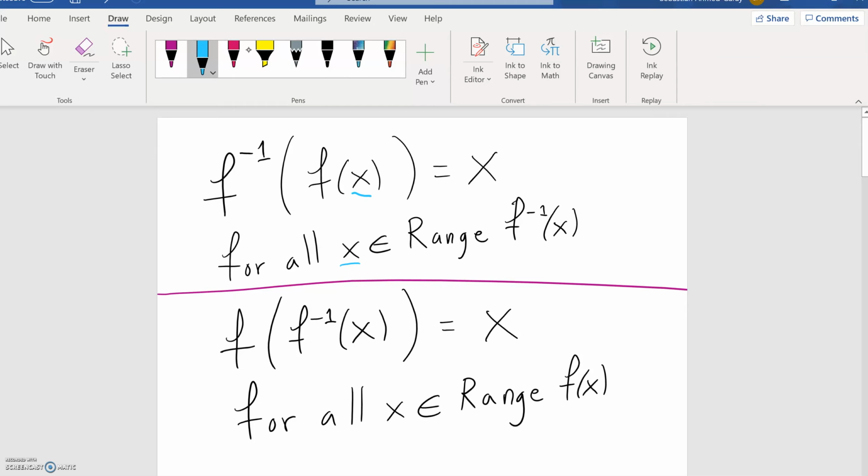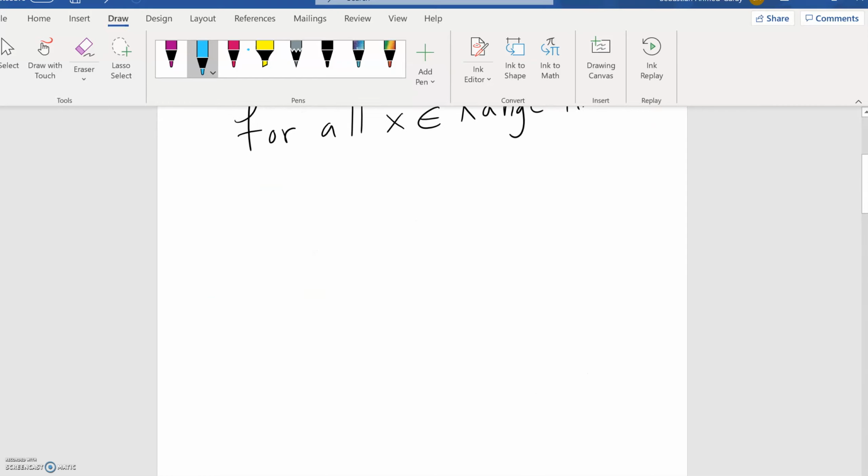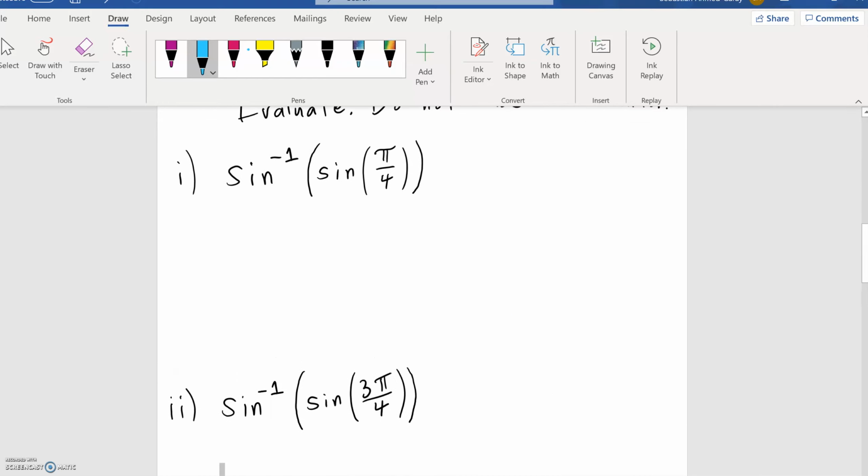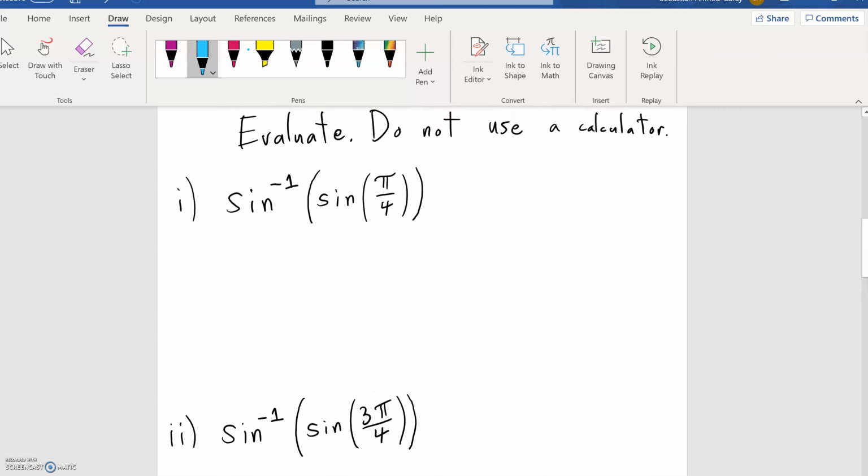Let's take a look at some examples. Here in these problems, there's three of them. You can't see the third one. I'll get to it in a bit. In these three problems, you were asked to evaluate the following without a calculator. Let's take a look at that first example. Sine inverse of sine of pi over 4.